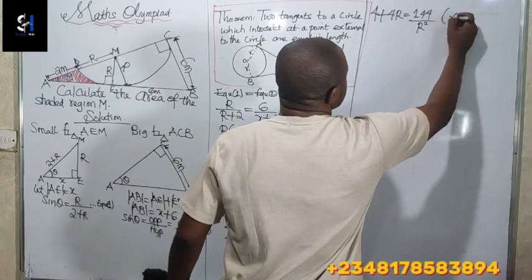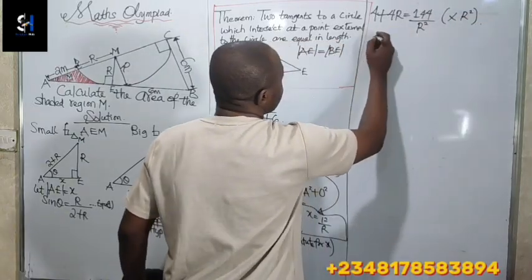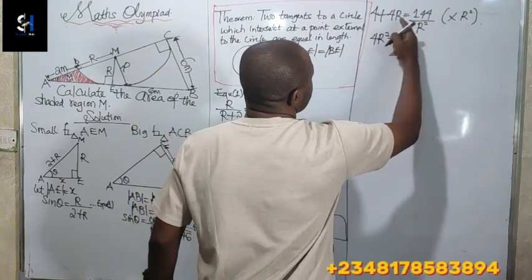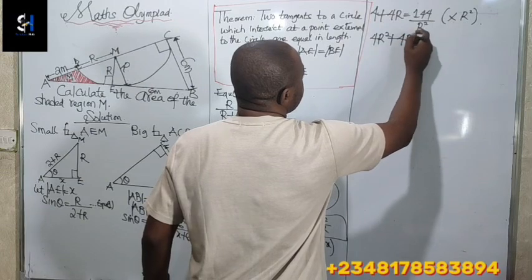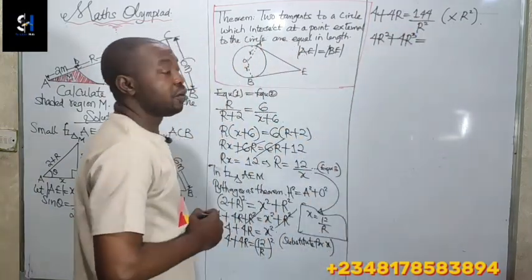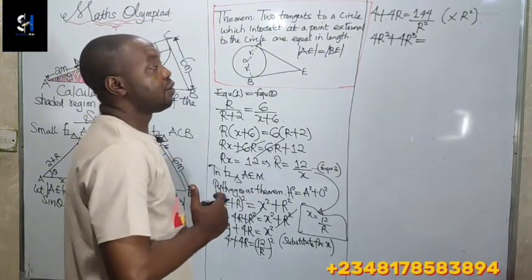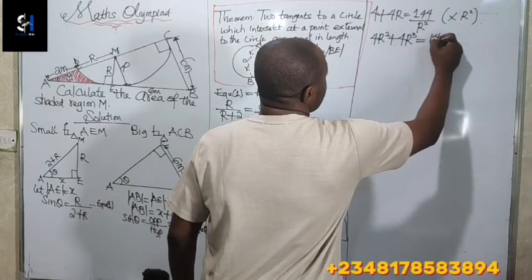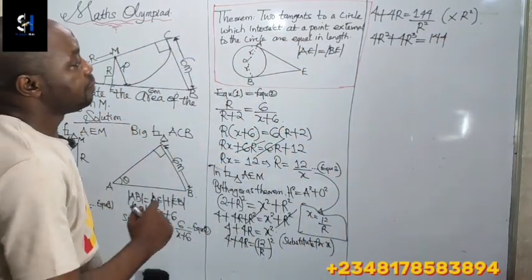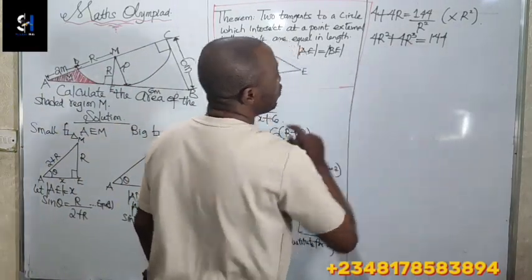When we multiply this equation by r squared, we're going to have 4r squared plus 4r squared multiplied by 4r, that will be 4r cubed. Now, when we multiply r squared by 144 over r squared, this will become 144. So now here we have 4r squared plus 4r cubed equals 144.